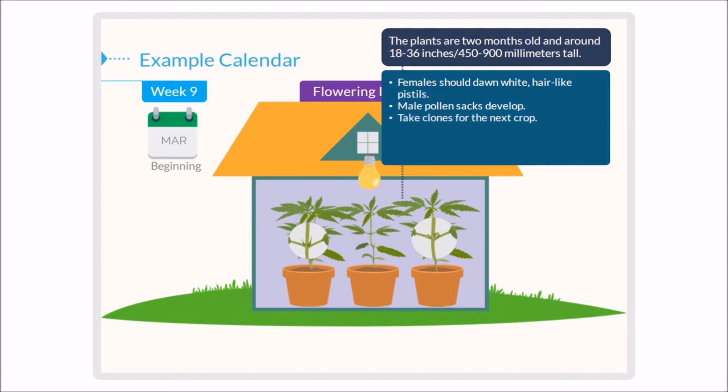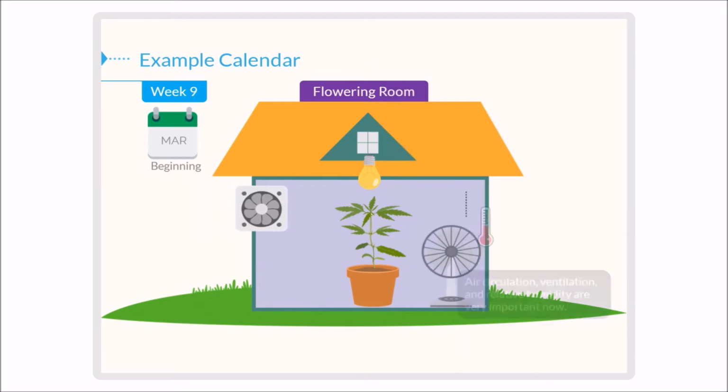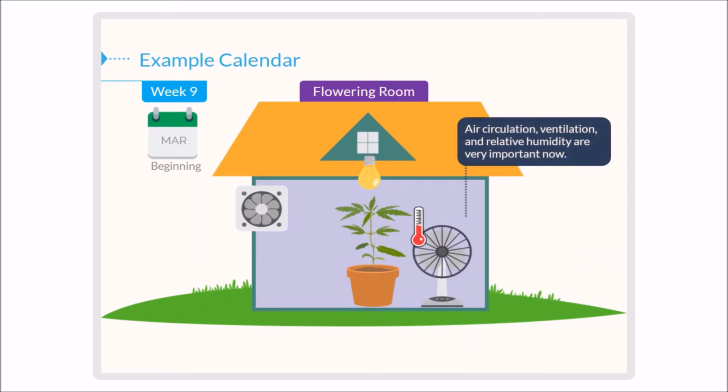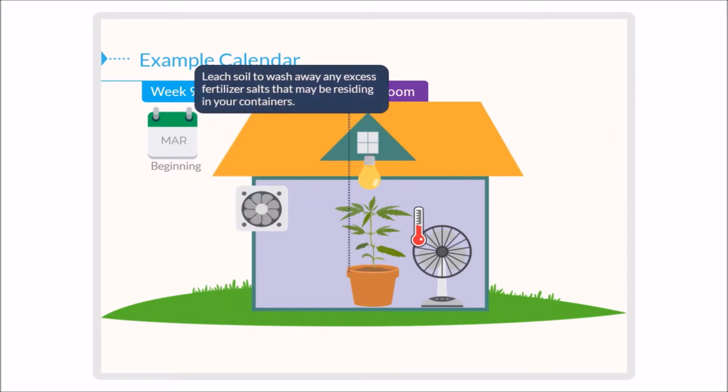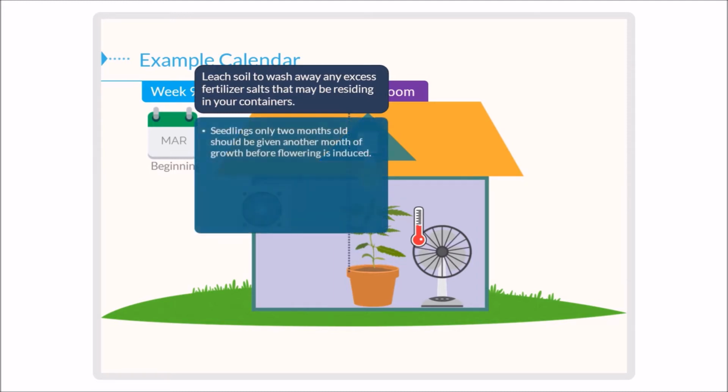Take clones for the next crop. If there are any yellow leaves or leaves that are drying, fine-tune that daily checklist. Air circulation, ventilation, and relative humidity are very important now. Leach soil to wash away any excess fertilizer salts that may be residing in your containers. Seedlings only 2 months old should be given another month of growth before flowering is induced.